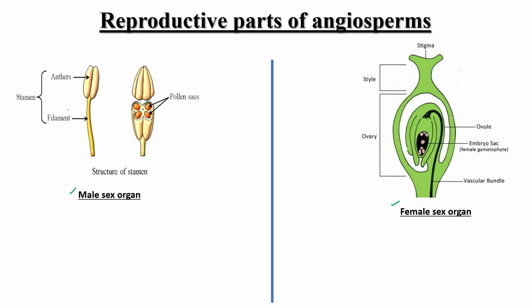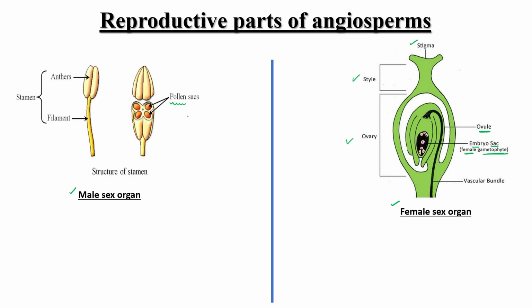The stamen is further divided into filament and anther, which contains so many pollen grains in pollen sacs. Here, the carpel has stigma, style, and ovary. We can divide this part into three different sub-regions: stigma, style, and ovary. This ovary contains an ovule inside it, right? And the embryo sac, and this embryo sac is known as the female gametophyte. Okay, so female gametophyte, and here pollen grains act as the male gametophyte.